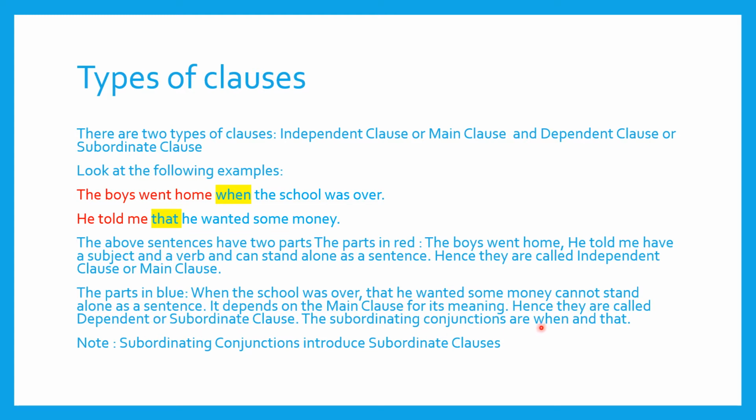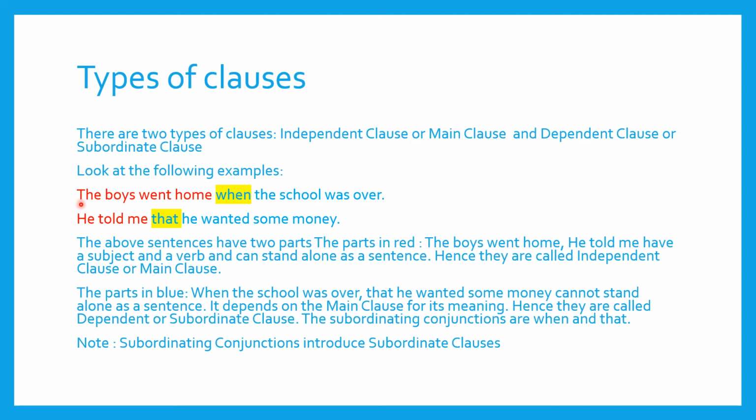The subordinating conjunctions are when and that. When is the subordinating conjunction, and that is the subordinating conjunction. Note, subordinating conjunctions introduce subordinate clauses. Let us understand this with the help of the examples.